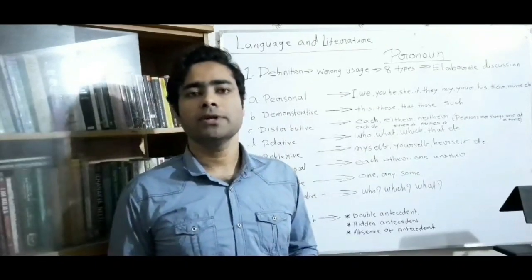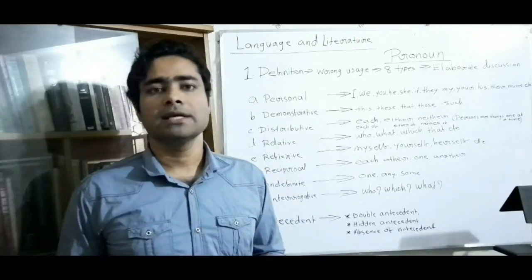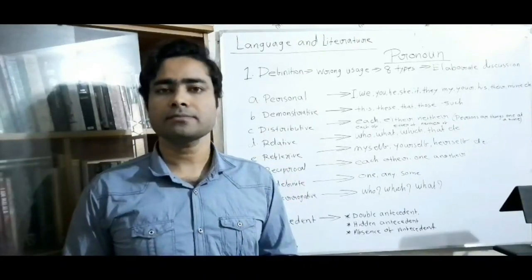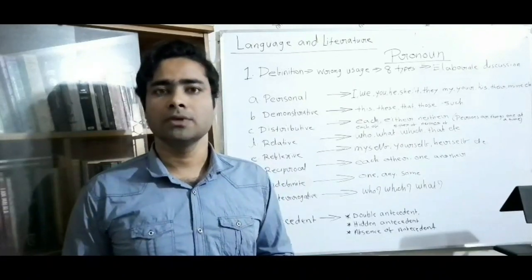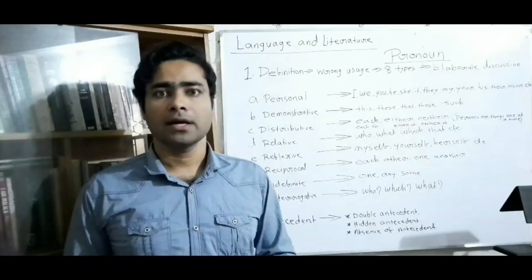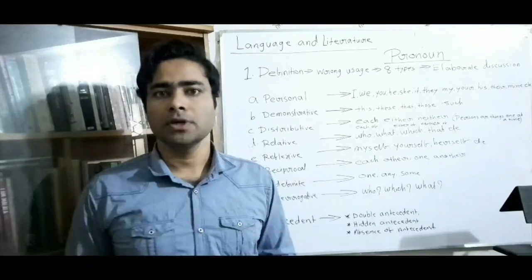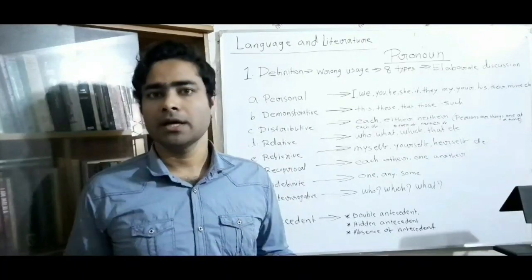For example, Rohim and Korim were walking through a jungle. Suddenly he took rest. So what does he refer to here? Korim, or whom does he refer to here? Korim or Rohim? So it is not clear.